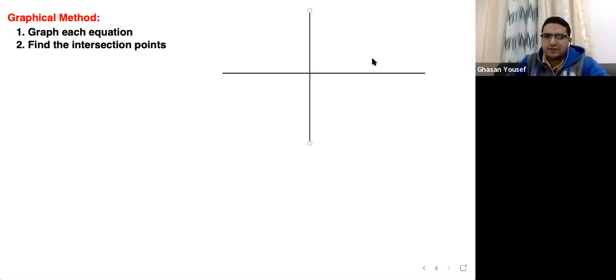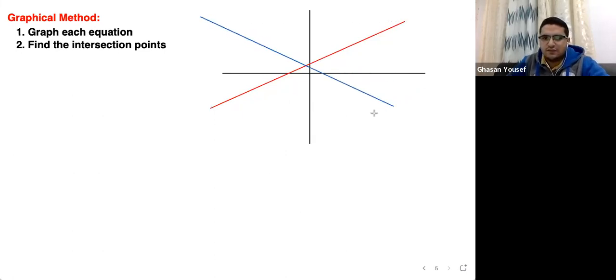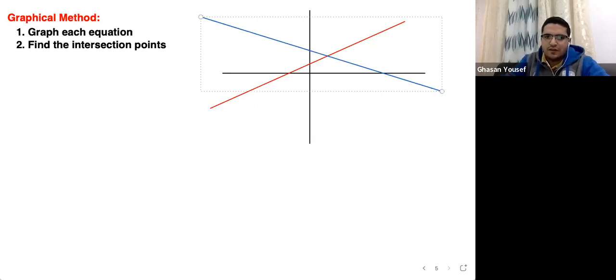So suppose my first linear equation looks like this, and my second linear equation is like this, like here. So this is the first one. This is the second one. So first step, we have to graph each equation. I graph each of the equations.